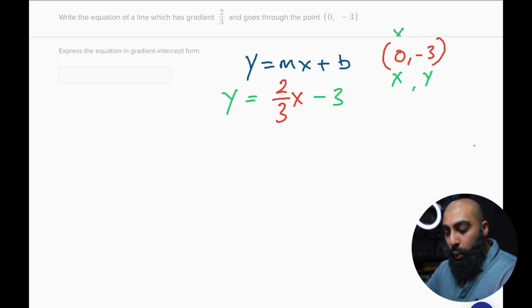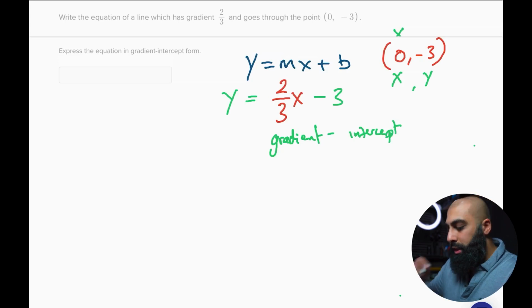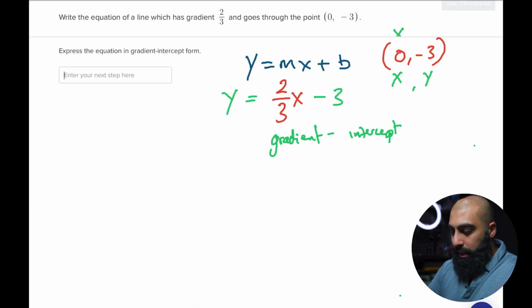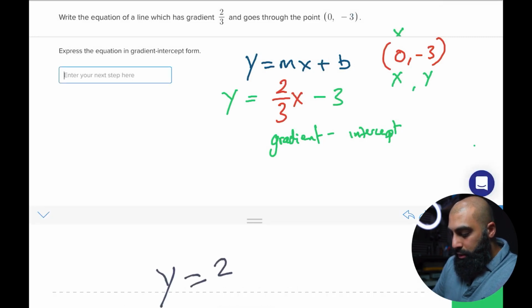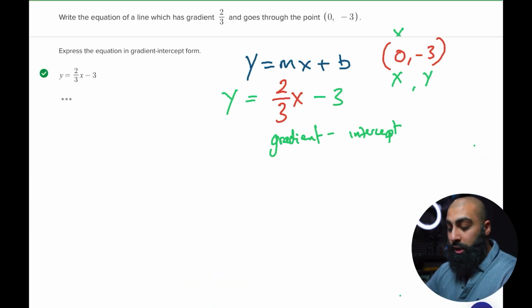It says express the equation in gradient-intercept form. This is my gradient-intercept form. So I'm going to write here y is equal to 2/3 x minus 3. So let's put that here. Y is equal to 2/3 x minus 3. And let's just submit that. Perfect, good. So that's question 2 done. Let's get on to question 3.